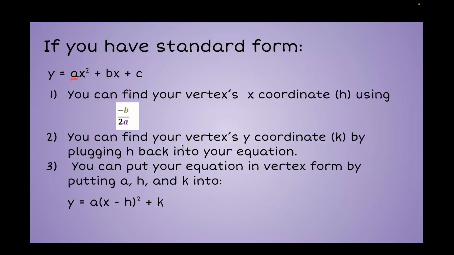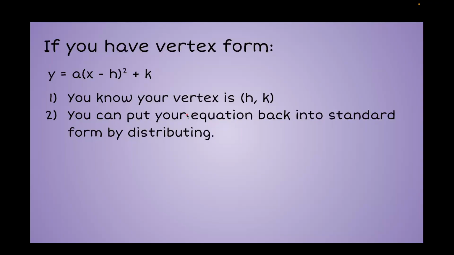You don't have to factor anything. You just follow this process. If you already have something in vertex form, it tells you what your vertex is. This and this is your vertex. And to convert it back into standard form, you can just distribute again. I'll do some examples of that, but you basically just have to distribute, combine like terms, and you get back to standard.